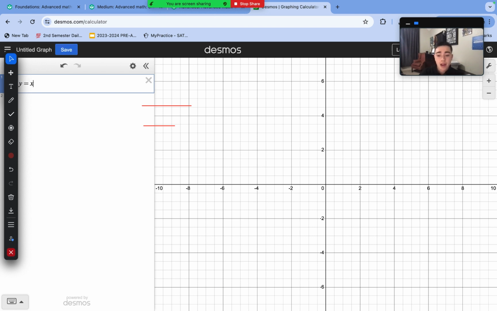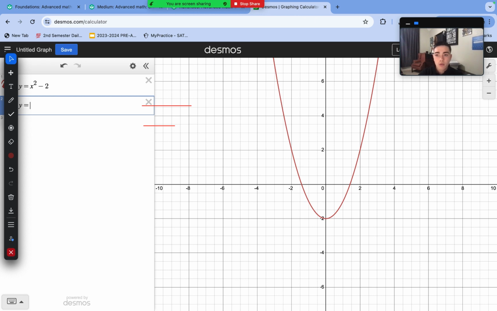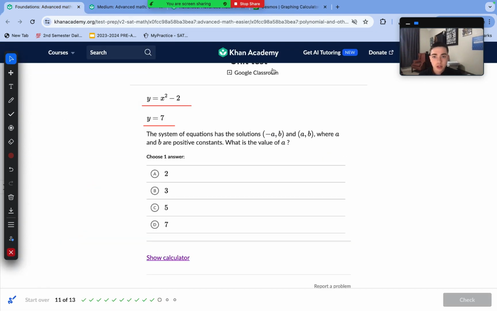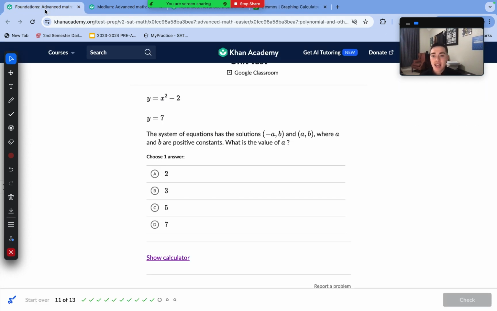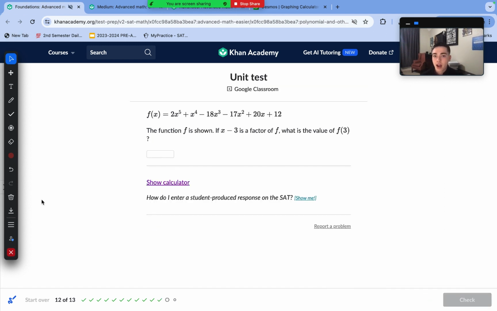y equals x squared minus 2, and then y equals 7, I believe. Let's just double check that. Yep, so now we can just take a look. Our two solutions here where they intersect with each other is negative 3, 7, positive 3, 7. We can see clearly here that a equals 3. So that means answer choice B is correct.